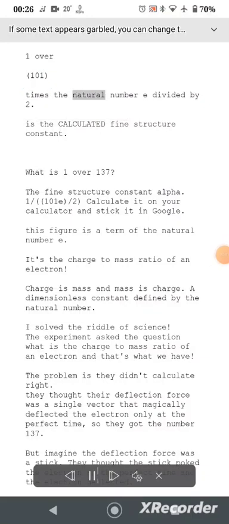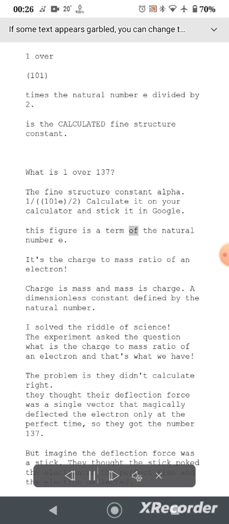101 times the natural number e divided by 2 is the calculated fine structure constant. What is 1 over 137? The fine structure constant alpha. 101e/2. Calculate it on your calculator and stick it in Google.